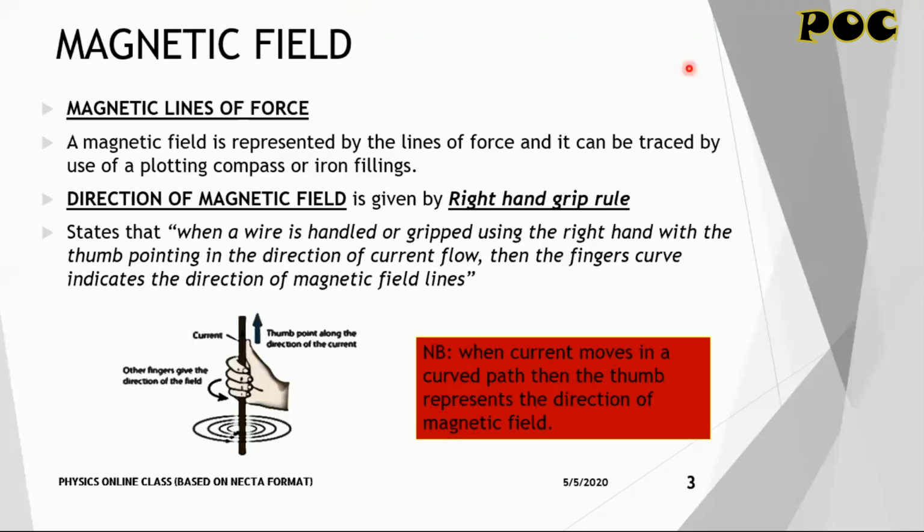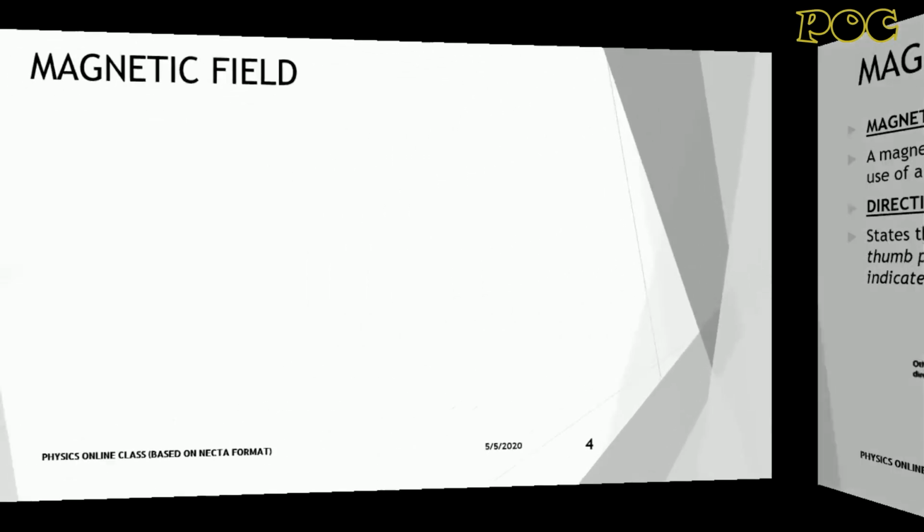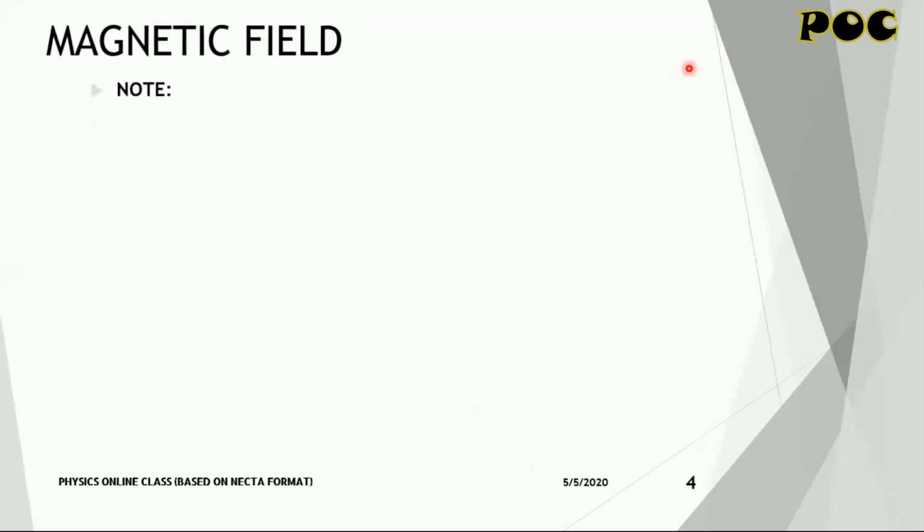Now we have a way of indicating the direction of magnetic field or current on the conductor. The first way, we use a dot. When you see a dot in the diagram or in any structure of magnetic field, that dot indicates the field lines or current is flowing out of the paper, or is pointing upward.